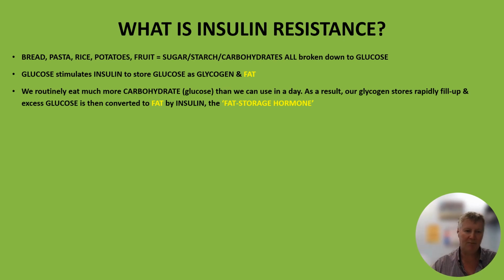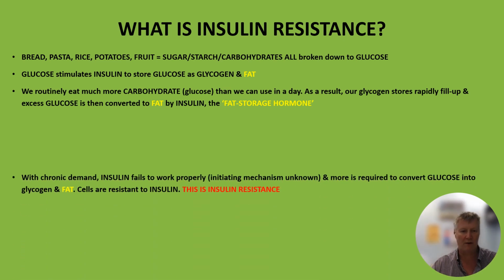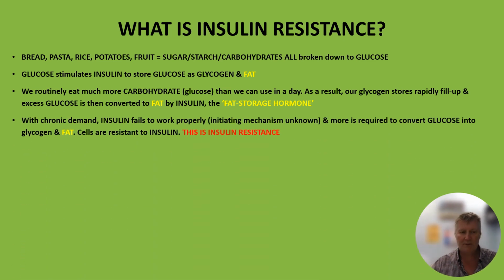We routinely eat much more carbohydrate than we can use in a day, and as a result our glycogen stores are rapidly filled up. So the excess glucose is then converted into fat by insulin, which can be called the fat storage hormone. With chronic demand, insulin fails to work properly.